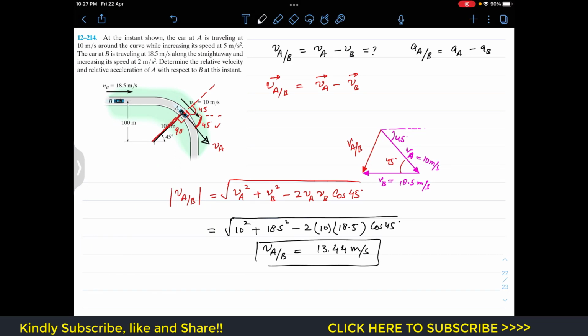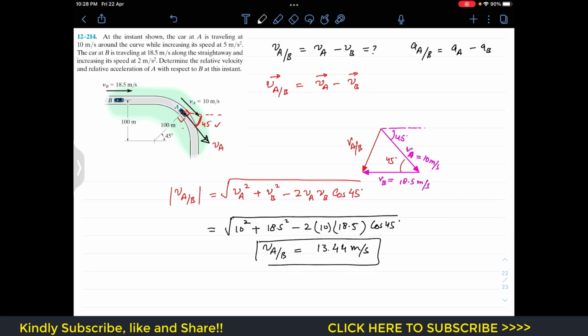So this is the graphical method, right? By using the head to tail rule, by subtracting the vector of B from the vector of A. So this will give us the VAB magnitude. Now the other method is that we can find the Cartesian vector of VA and VB and then subtract them, right? So if we resolve this VA into its components, let's say that VA is making 45 degrees with the horizontal.